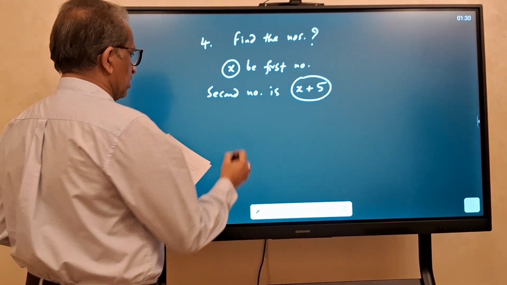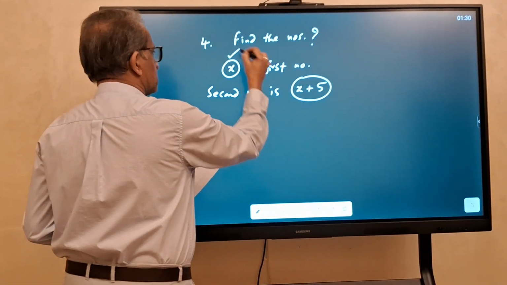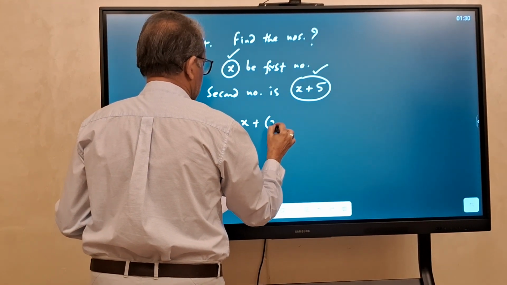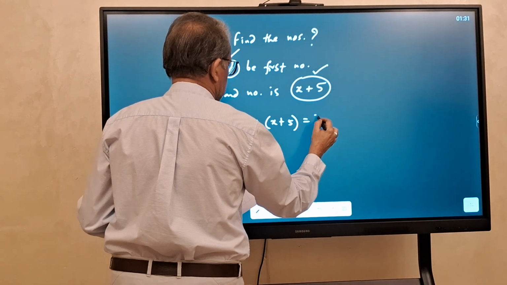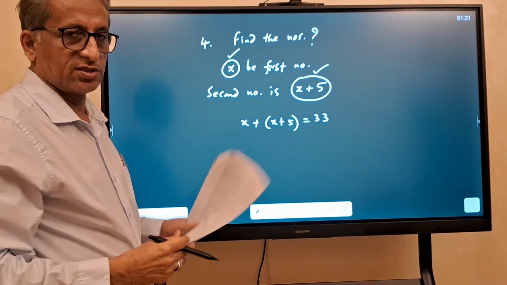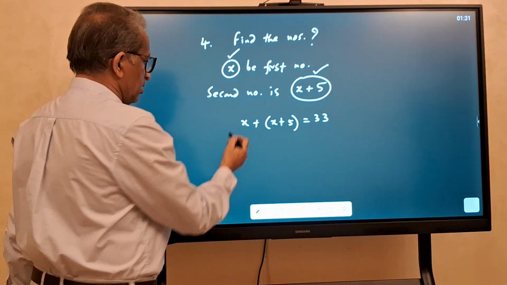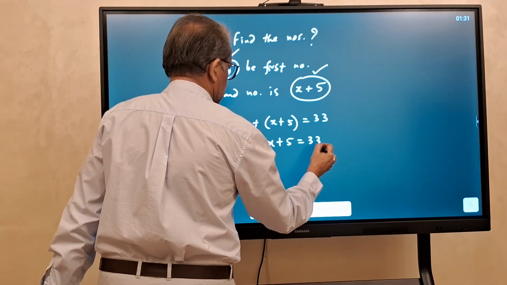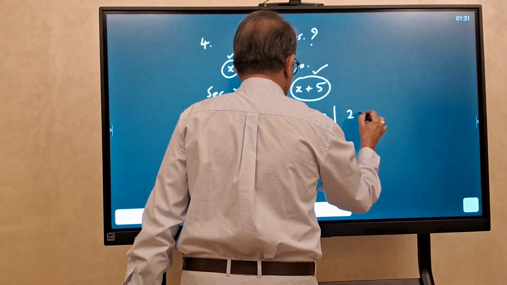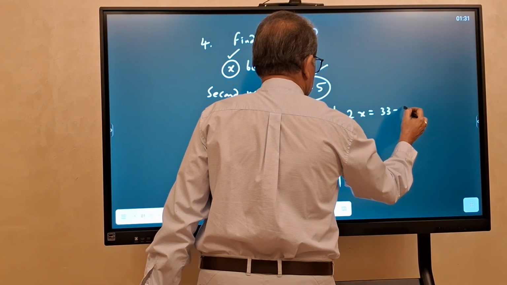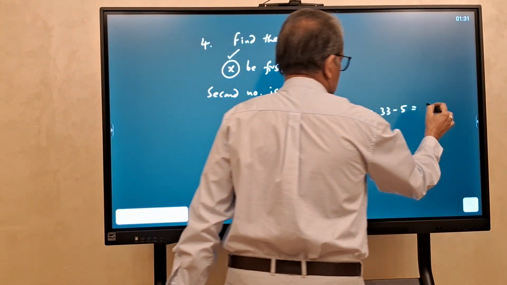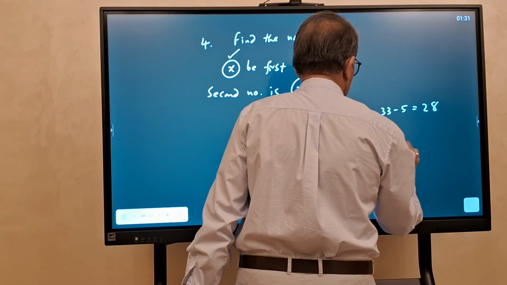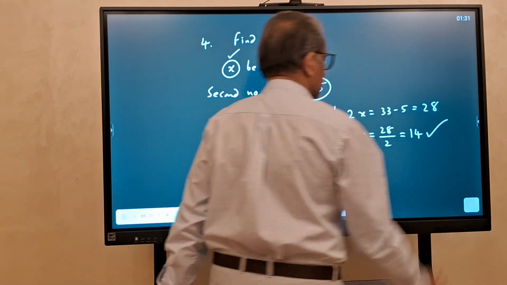Their sum is 33. That means the sum of x and x plus 5 is equal to 33. This is the linear equation. Solve this: 2x plus 5 equal to 33. Then 2x is equal to 33 minus 5, that is 28. x is equal to 28 by 2, that is 14.